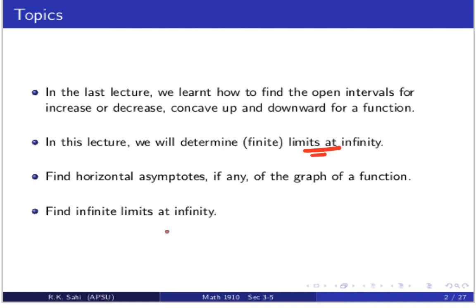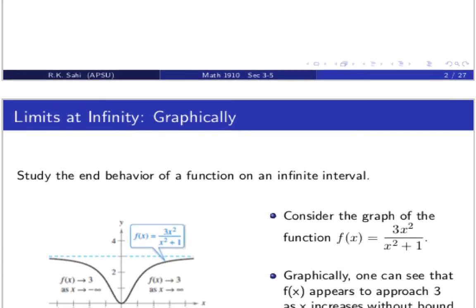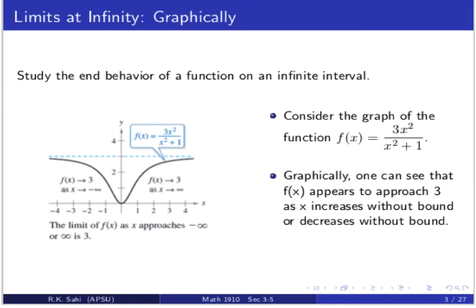So let's look first at what we mean. What are we looking at in terms of finite limits at infinity with the help of a graph of a function? So here we are studying the end behavior of a function on an infinite interval. So let's look at the graph of the function 3x squared over x squared plus 1.